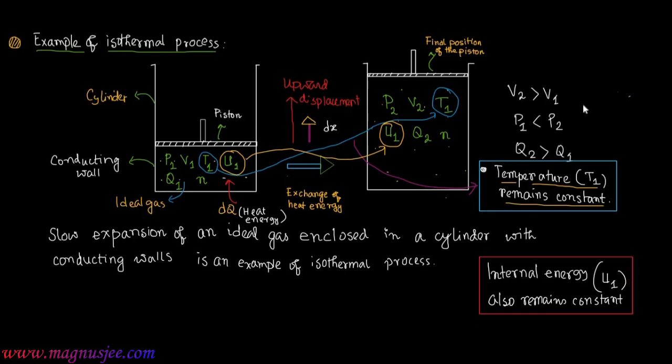Therefore, slow expansion of an ideal gas enclosed in a cylinder with conducting walls is an example of isothermal expansion, and the gas expands slowly so as to allow the exchange of heat energy between the gas and the surroundings.